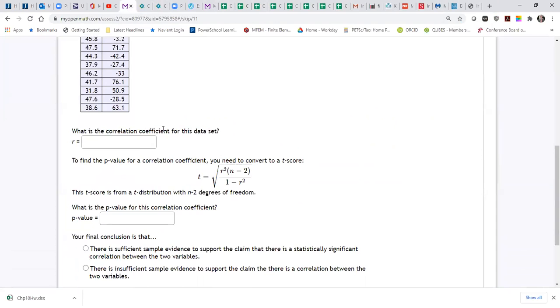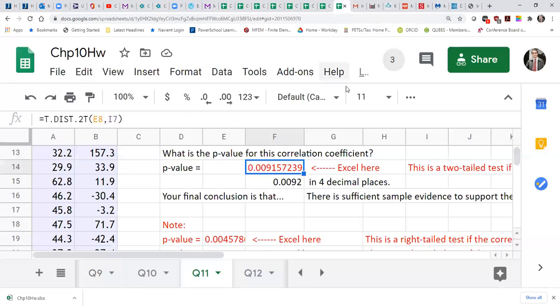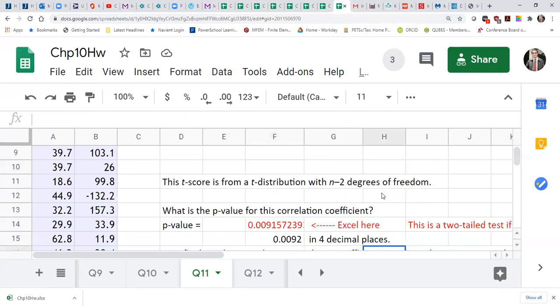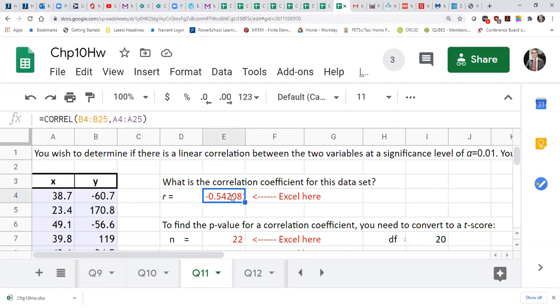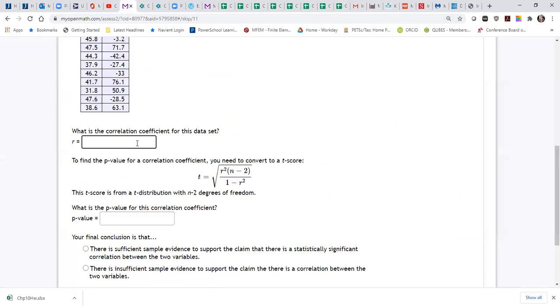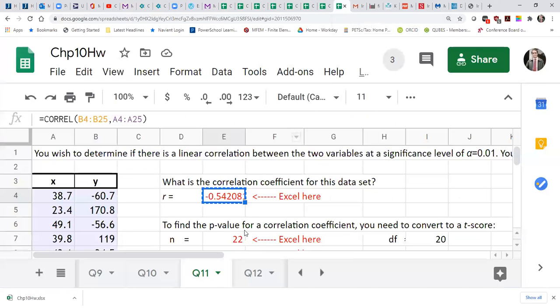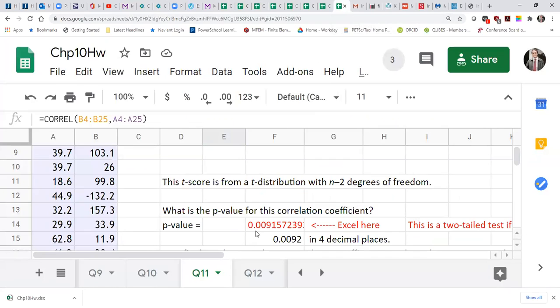Let's see. I need to put first. Okay, so first you need to put the coefficient correlation, which is the R, right? So the R is this one. Copy this, put it here. It didn't say anything if you want to round up or something like that, so just copy everything. And this is the t-score already calculated. And the p-value will be this one, right?